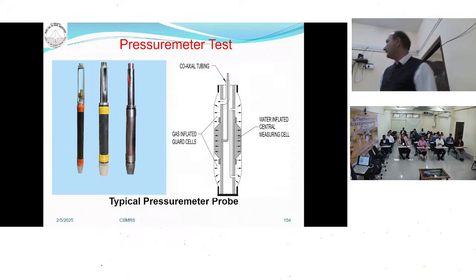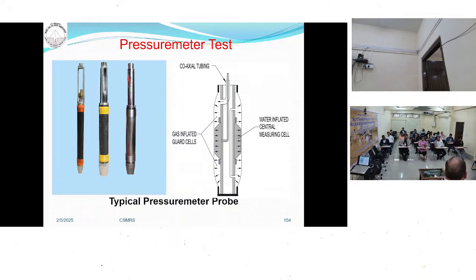So this is the typical picture. This is one of my probes, and in the case of weathered rock, where there are rocks, the rubber casing may be damaged, so we use steel-cased probes. Here you can see this is my probe. The center cell is the measuring cell. It is inflated with water, and the side cells are called the guard cells.